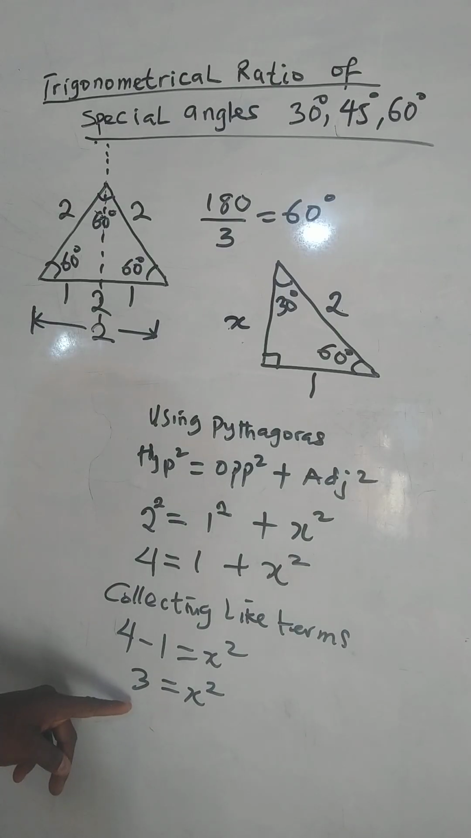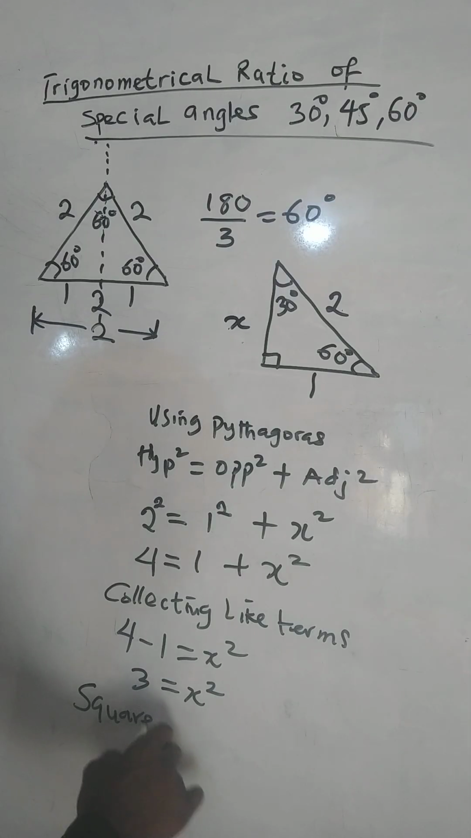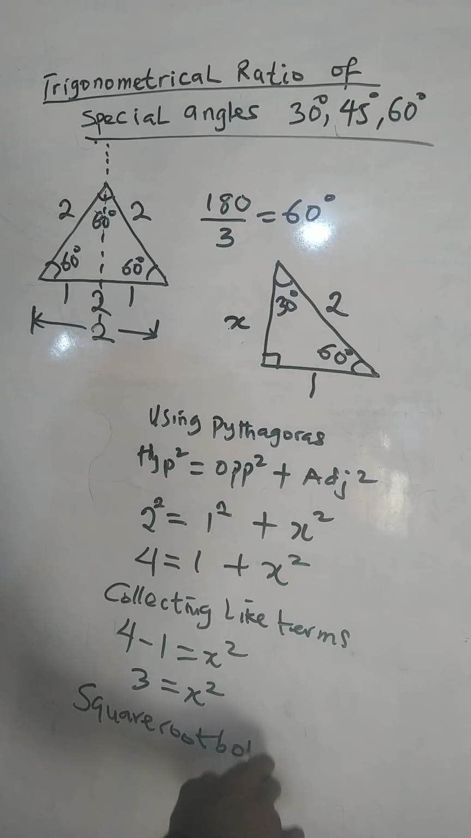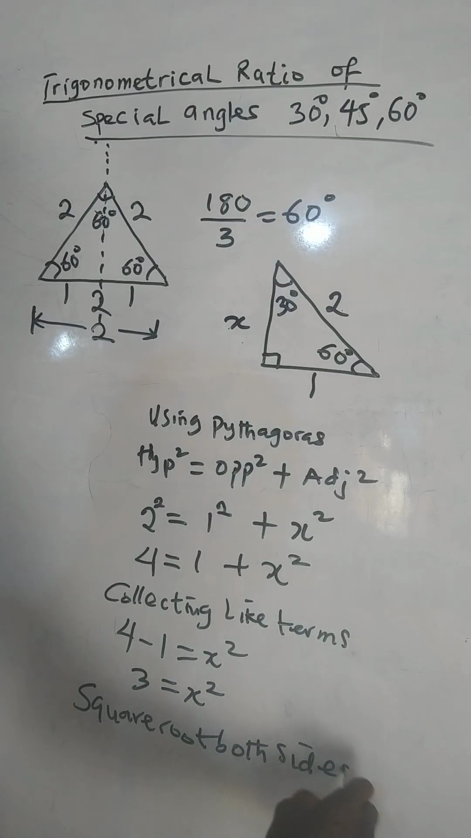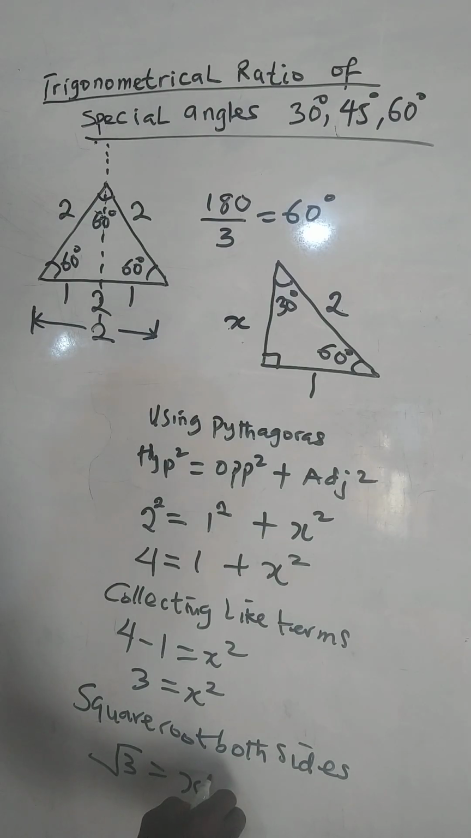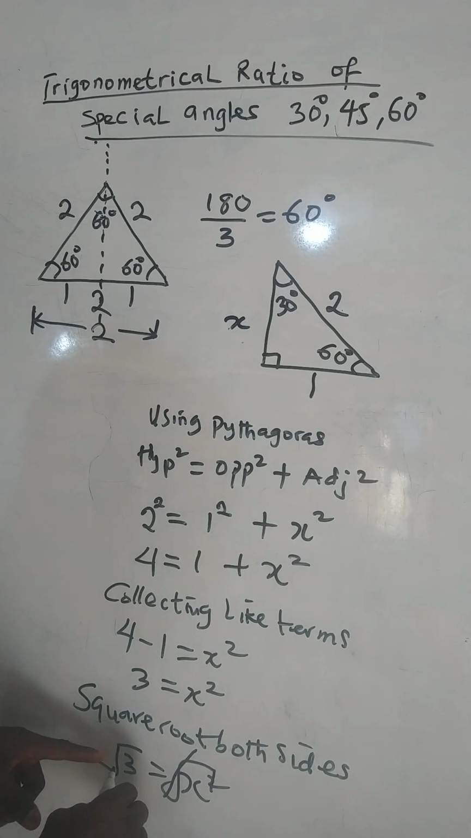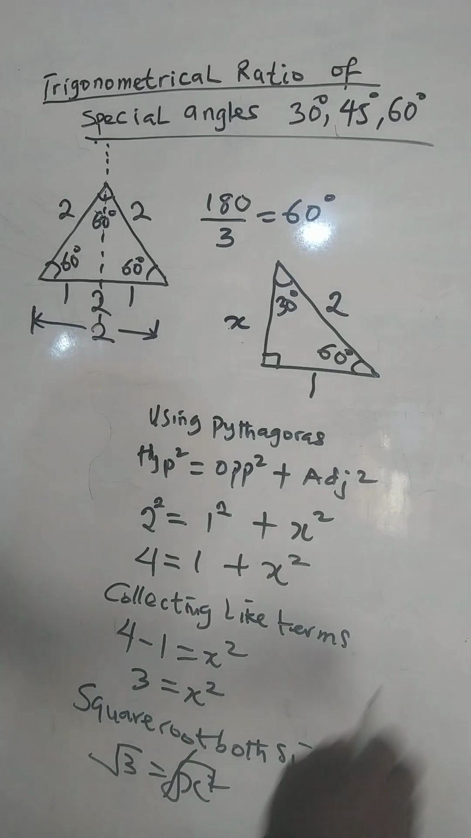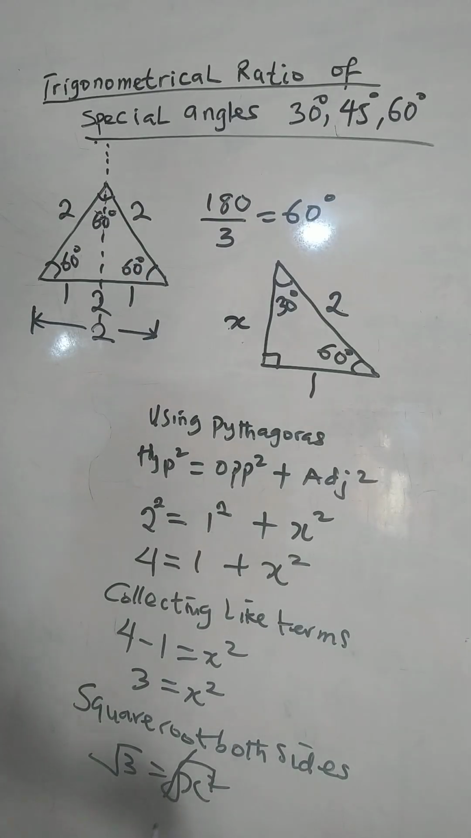And how can we get our x from here? You square root both sides. Square root both sides. Square rooting both sides, we have square root of 3 equals square root of x squared. Square root cancels square, and square root of 3 remains. So the solution now is x equals square root of 3.